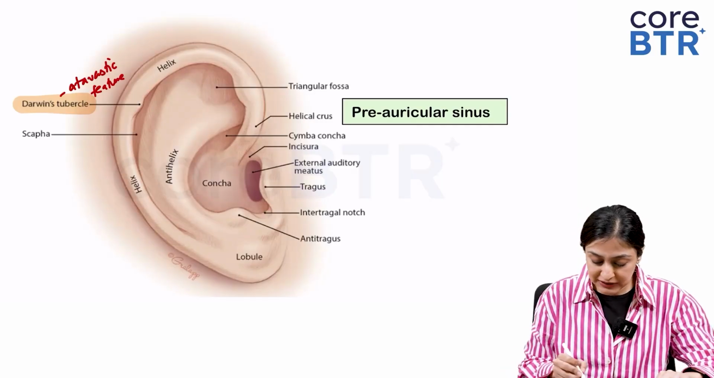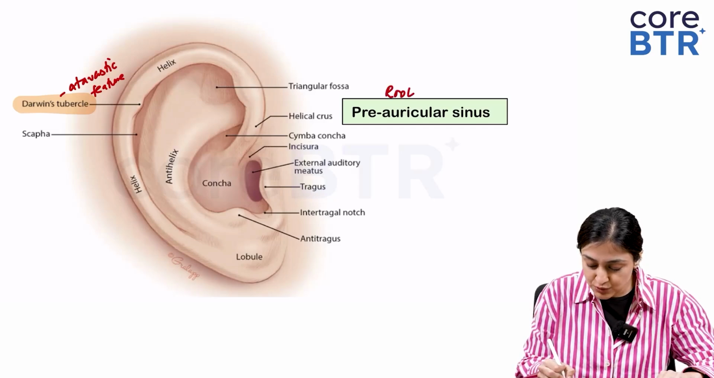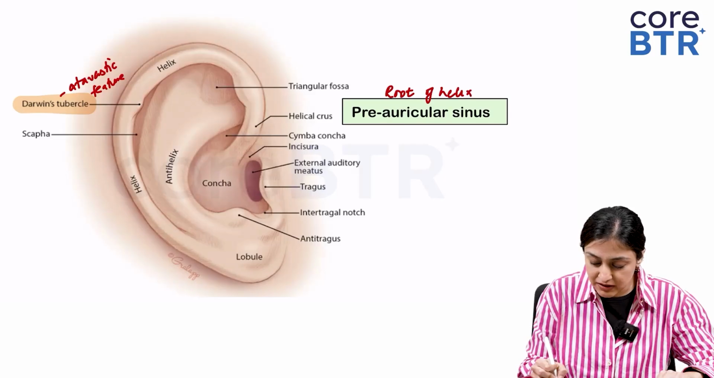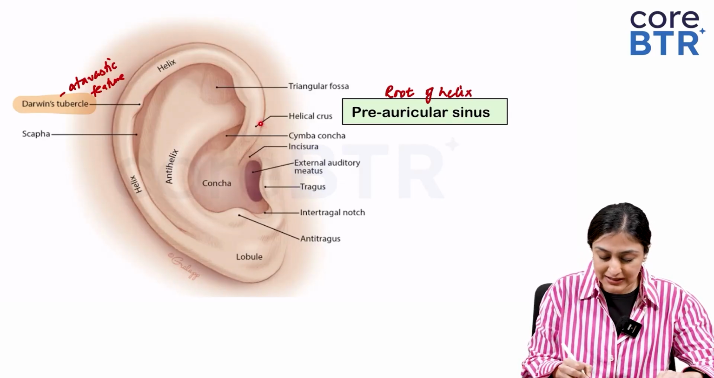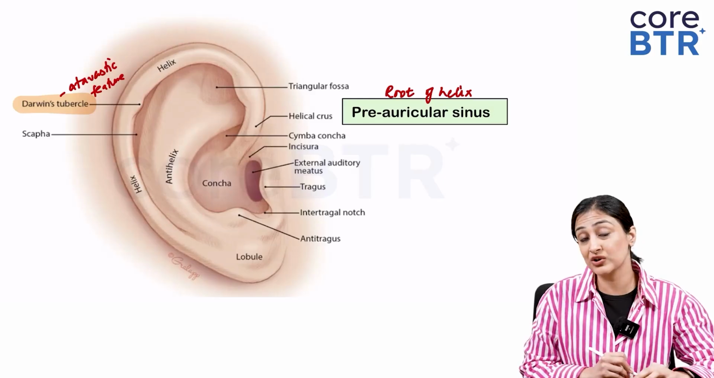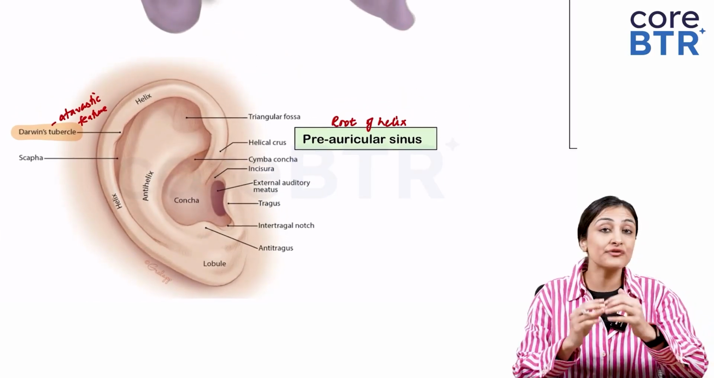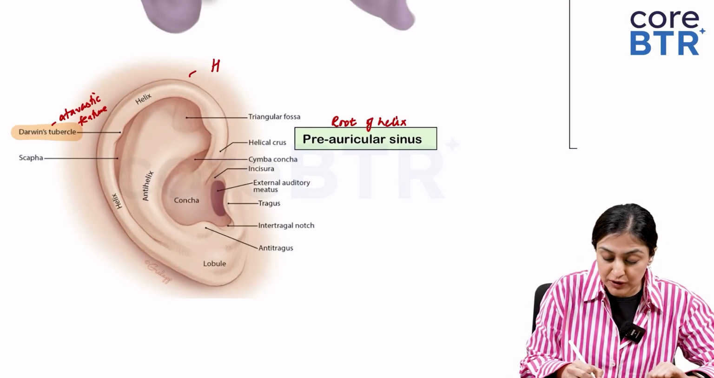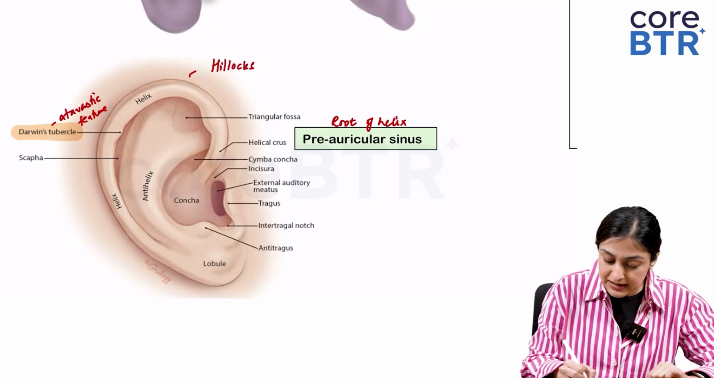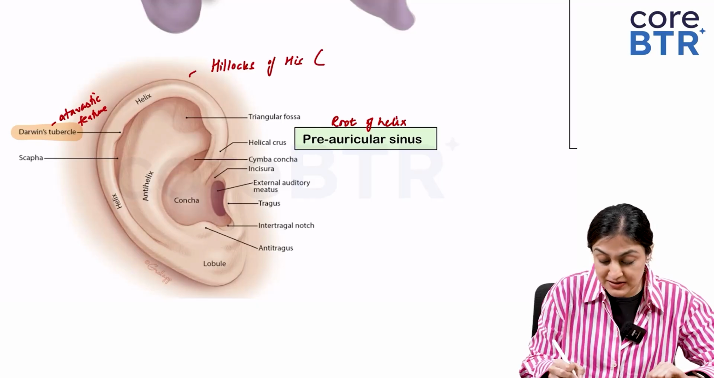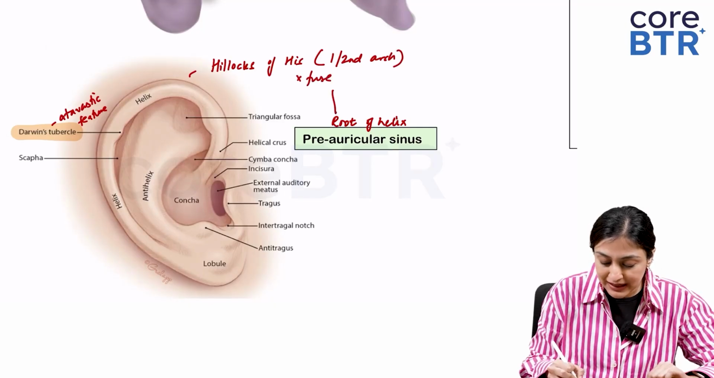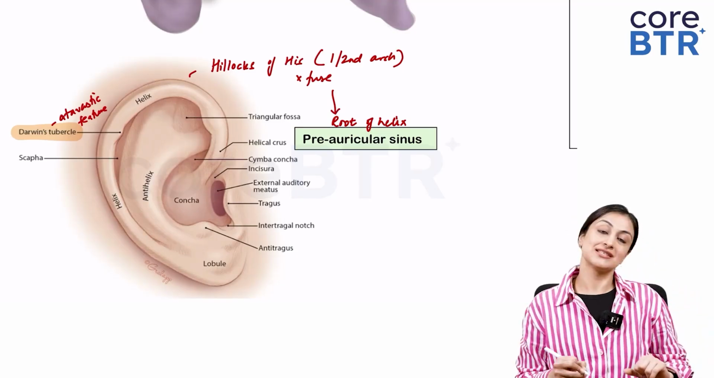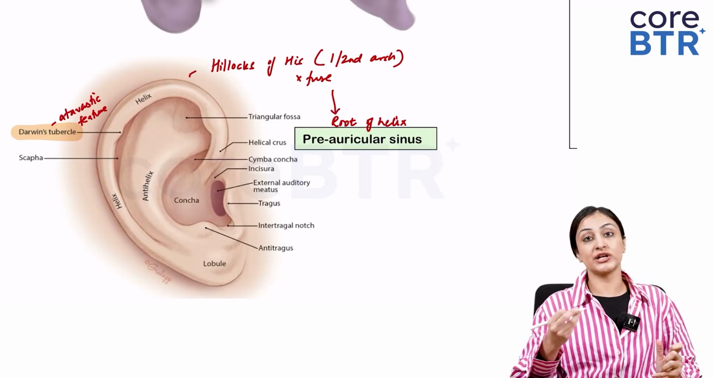Then what do you see here near the root of the helix? Root of helix means where the helix curve begins, right? So that is where there may be a sinus opening, which is preauricular sinus, and that happens because of inadequate fusion. How is the external ear forming? So this is forming by hillocks of His, right? So when these hillocks of His, which are basically your first and second pharyngeal arches, don't fuse properly, they may leave behind this preauricular sinus. Okay, so it's because of inadequate fusion.